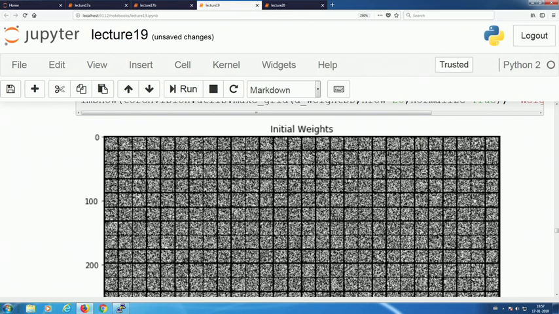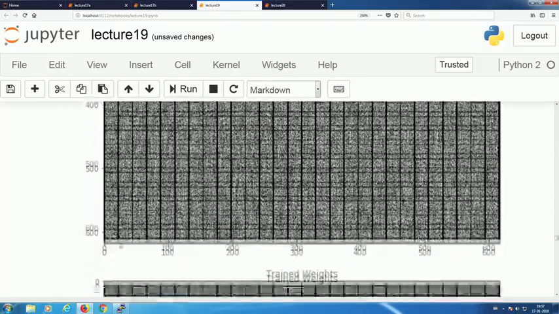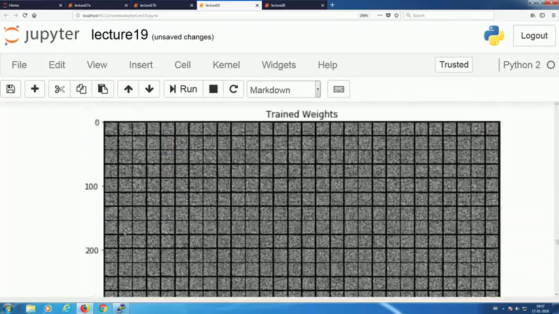Let's just count it: 1, 2, 3, up to 28. And if you count in the vertical direction, you would see 28 such tiles again. Now over here is where I see my weights after my training.